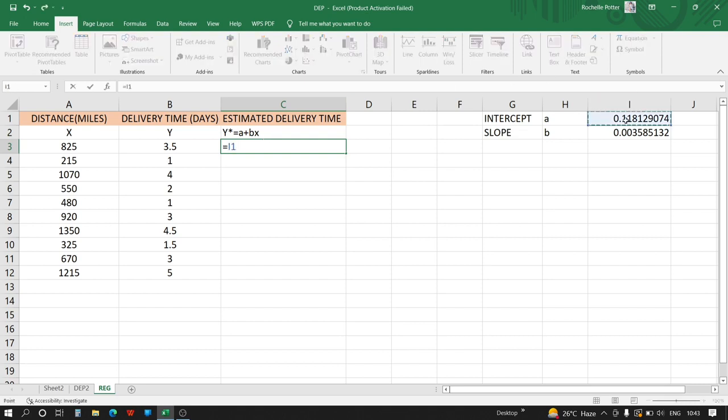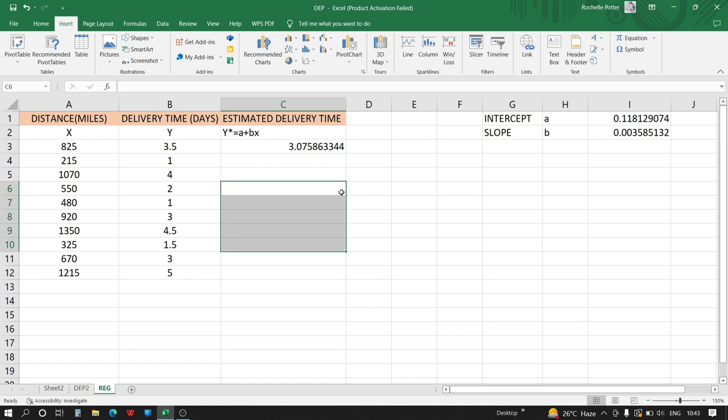We'll use the cell reference only, and we have to fix this value because it will be repeating in the following table, plus b, again we'll fix this value, and into x. X will keep on changing, so we'll not fix this value. Enter. Now drag the cursor down the whole table.